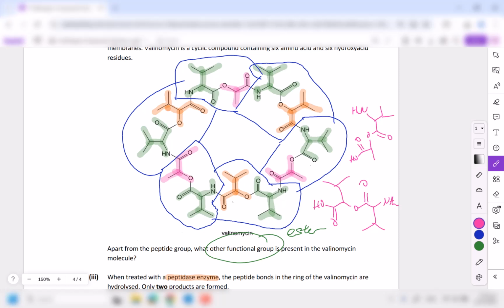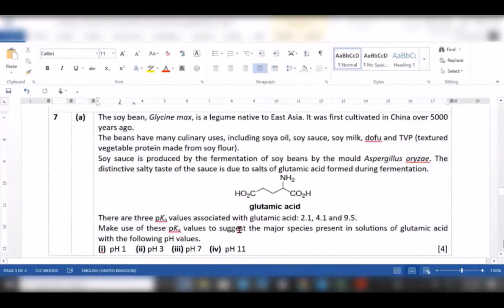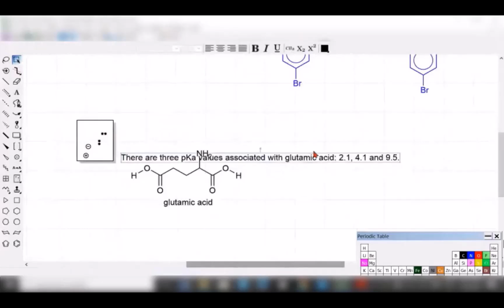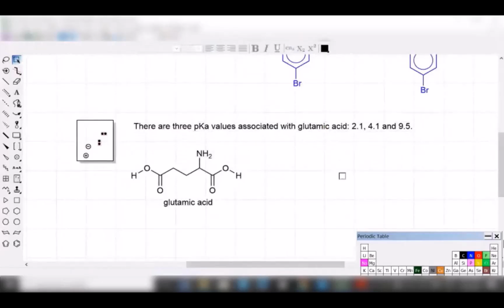chapter 19, nitrogen compounds, topical practice, section A. Next, I'm going to go on to question 7, which actually just asks about acid-base equilibrium, extended. They tell you that there are 3 pK values associated with glutamic acid: 2.1, 4.1, and 9.1.